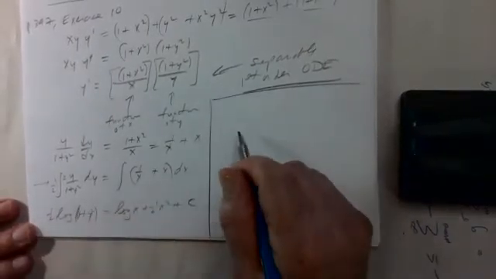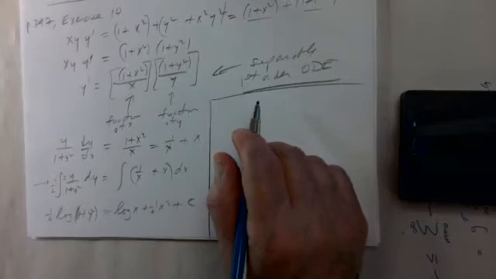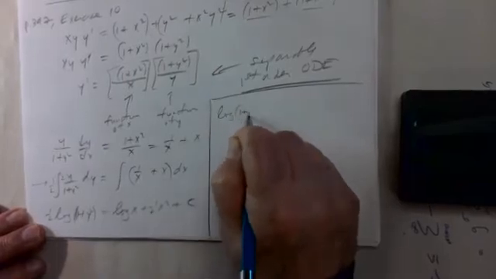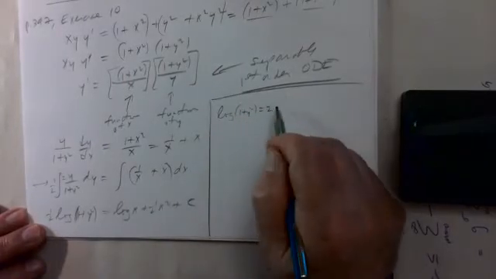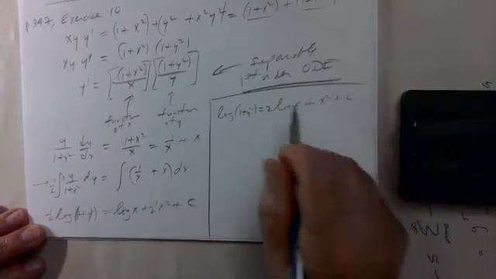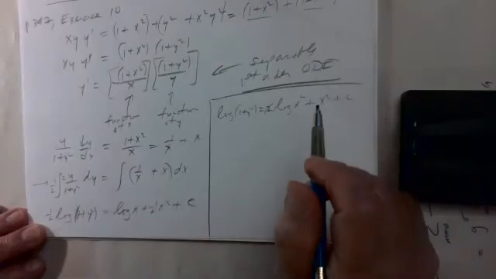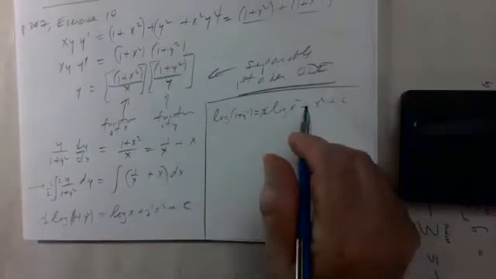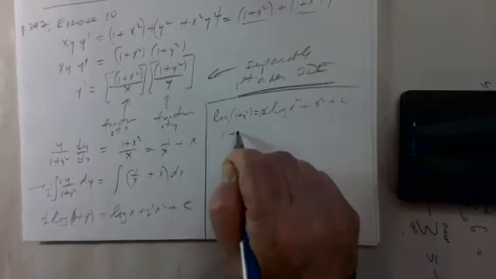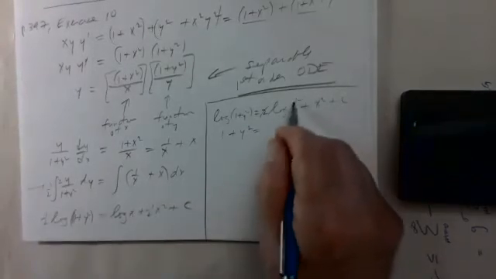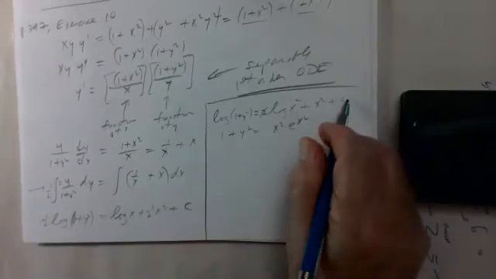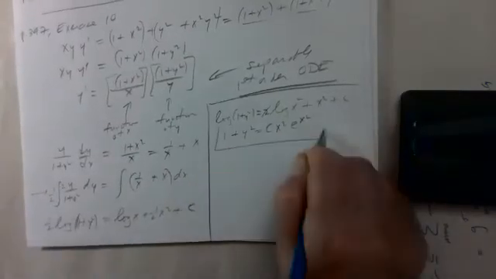So if I multiply through by 2, that makes it slightly nicer to look at. I get the log of 1 plus y squared is 2 log x plus x squared plus a constant. 2 log x is the same as the log of x squared. So if I exponentiate, I get 1 plus y squared is e to this, which is x squared, e to the x squared times e to some constant, which is just another constant.